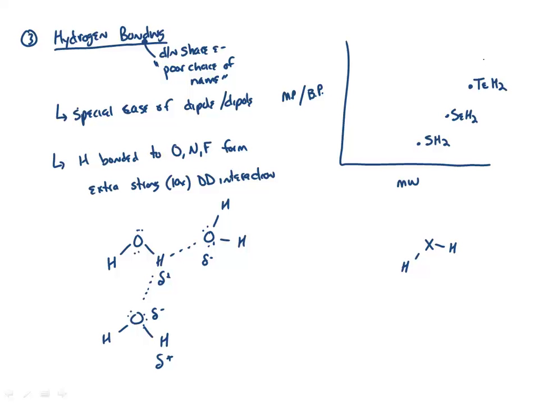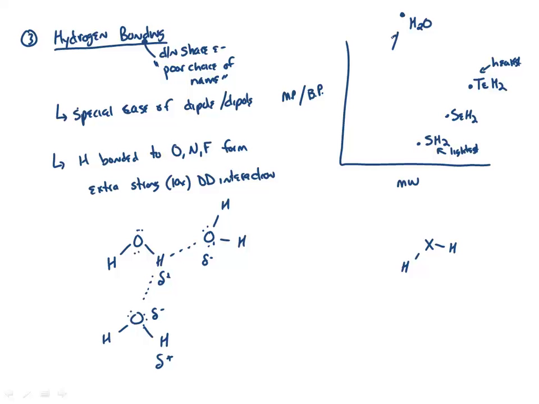And then notice that tellurium is the heaviest, right? And this one is going to be the lightest so far. And so notice that as the molecules get lighter, the boiling points and melting points get less and less because the intermolecular forces get weaker and weaker. And then you have water over here.